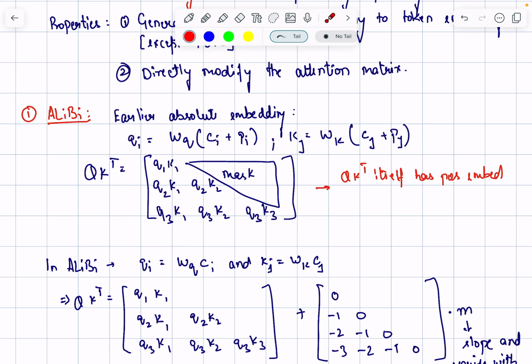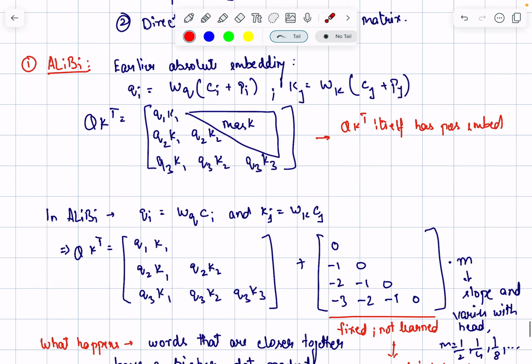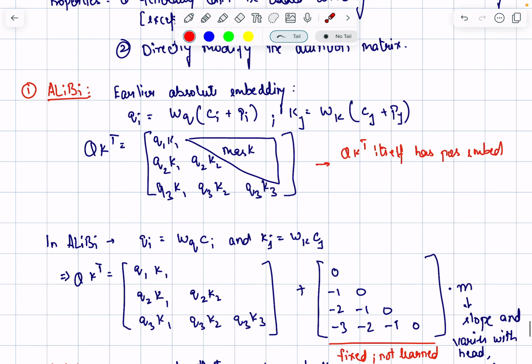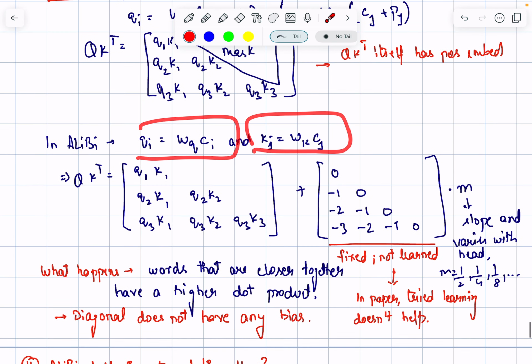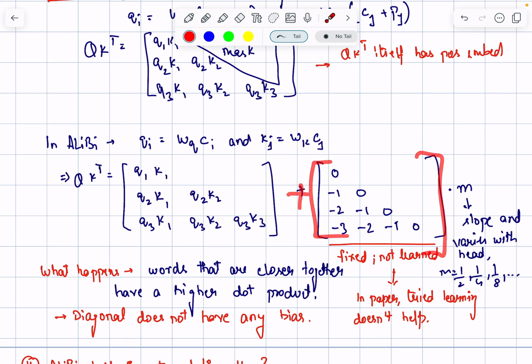In this case we see that the QK transpose itself has the positional embeddings, because you have added these here. In ALiBi, what they say is do not do this. Simply compute qi and ki like this, and then compute your attention scores QK transpose as earlier. This is the mask. But once you have computed this, you add another matrix of the same size, with certain properties. This is going to represent the positional embeddings.